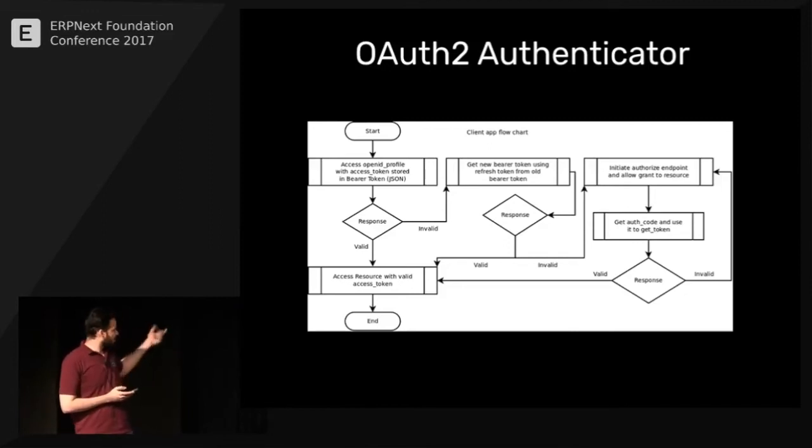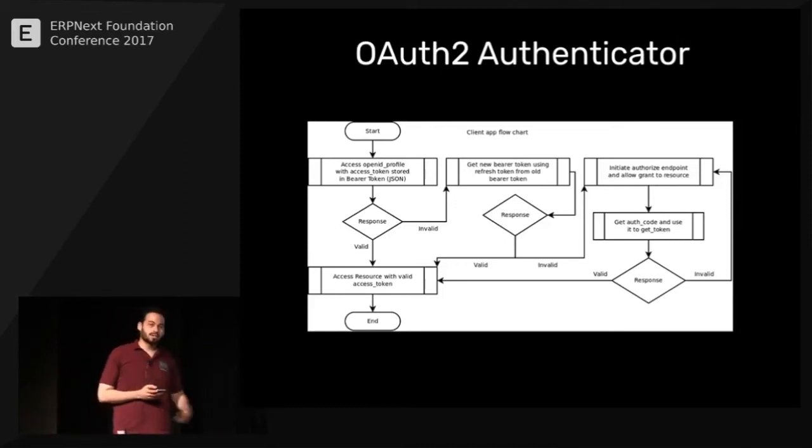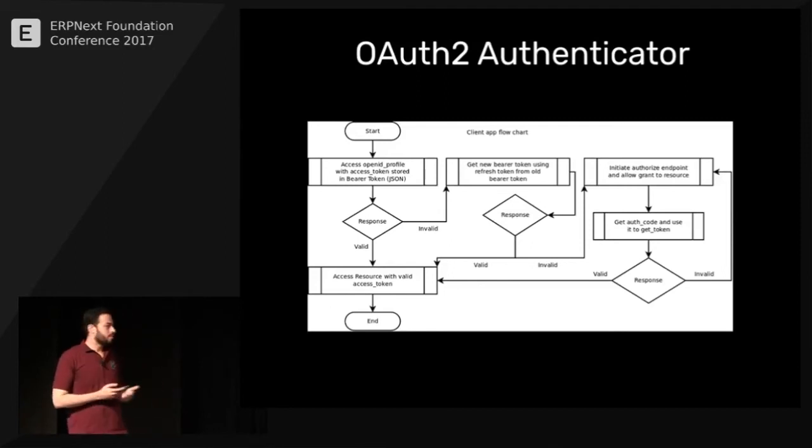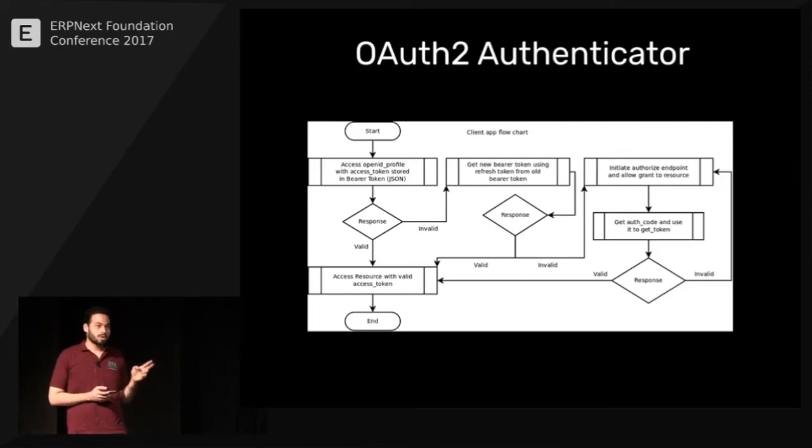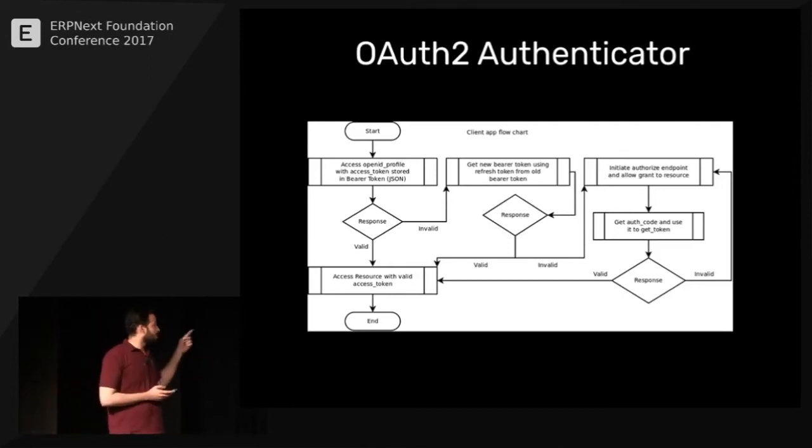If the response is valid, then you can use the same token to access the resource, like pull a list of tasks or a list of products or items, any resource from ERP Next. And the flow ends there. Now let's say it is not valid. Then you need to refresh that token. Like I mentioned, the token contains an access token and a refresh token. So the refresh token is sent back to get a new, fresh access token with its own refresh token. And if that is valid, then you can access it.